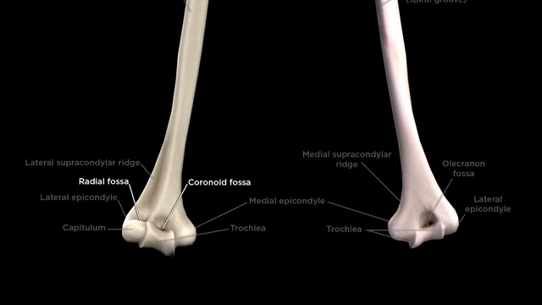Anteriorly, the distal humerus has a coronoid fossa medially and a radial fossa laterally to accommodate the coronoid process of the ulna and the radial head when the elbow is maximally flexed. A fossa or notch is often named for the bone or landmark it's receiving rather than the bone it's on.